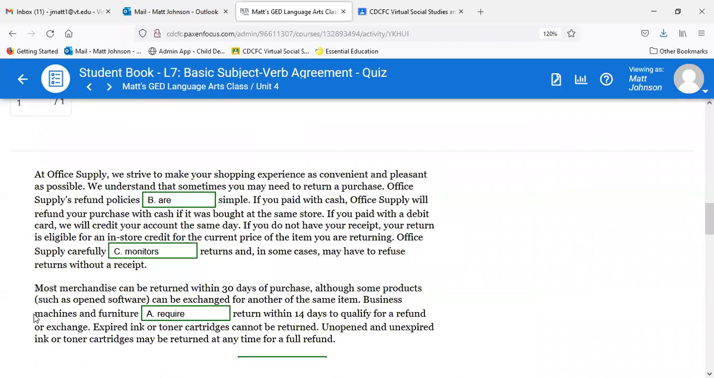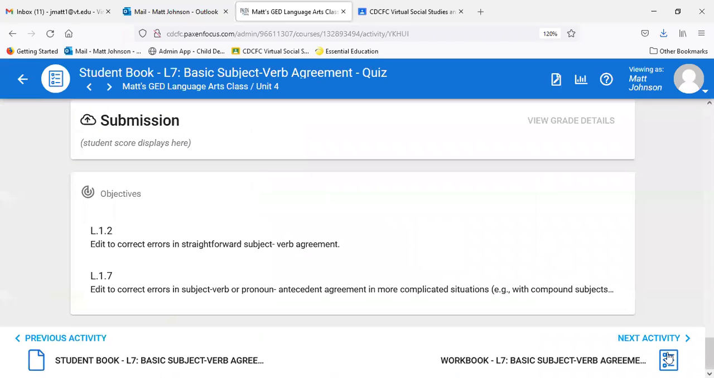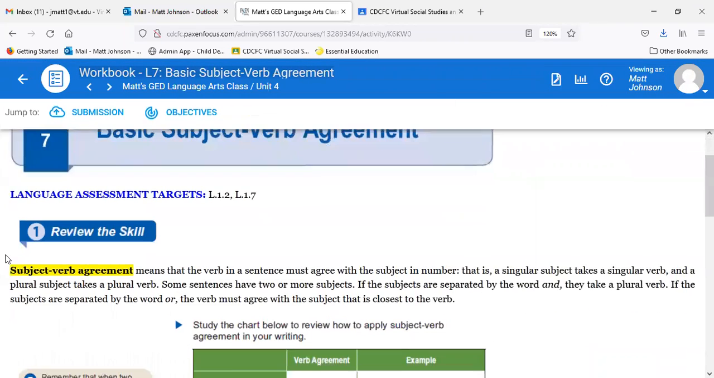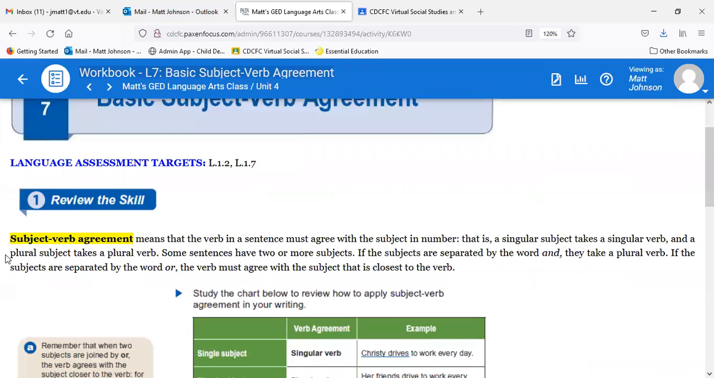Okay, so there we go. Submit that. And let's go on to the workbook. So again, reiterating that subject-verb agreement means that the verb in a sentence must agree with the subject in number. That is, a singular subject takes a singular verb and a plural subject takes a plural verb.